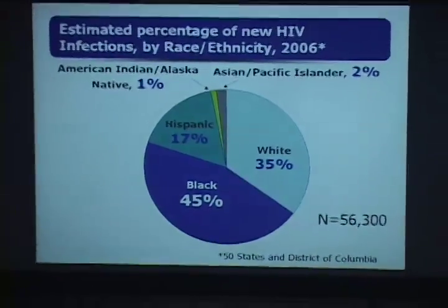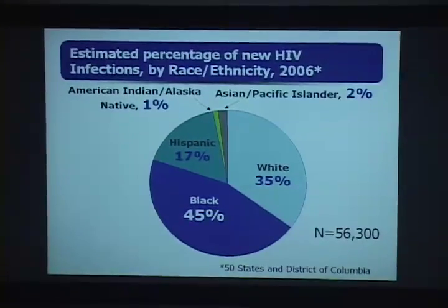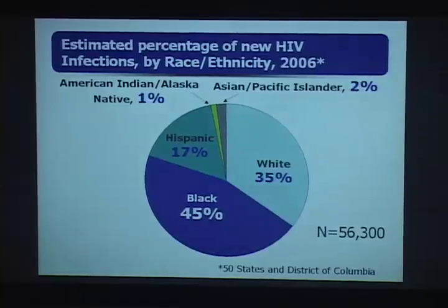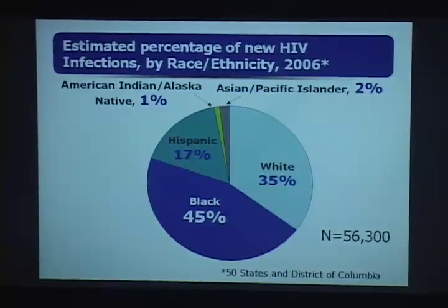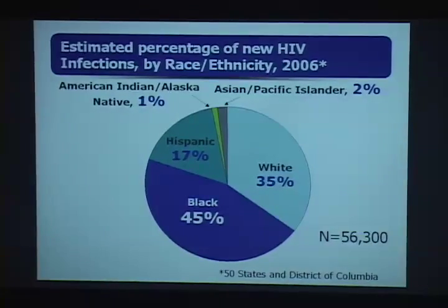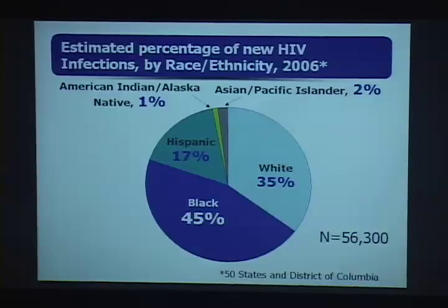So again, this slide just shows you the proportion of new HIV infections by race and ethnicity in 2006. Again, the denominator here is the 56,300 Americans who acquired HIV in 2006. The bulk of these infections are occurring among blacks in the US, about 45%, 35% among whites, 17% among Hispanics.